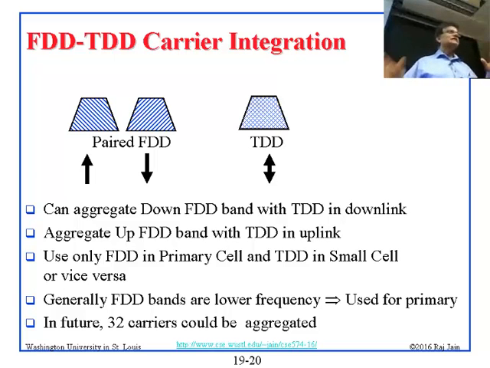So this combining of FDD and TDD spectrum is what is called FDD-TDD carrier integration. And right now there are only 5 carriers that can be combined, but the plan is to allow up to 32 carriers. No, these are not sub-carriers. There are 32 carriers, means 32 bands. Right? 20 megahertz is one band, one carrier. All right, is this clear?